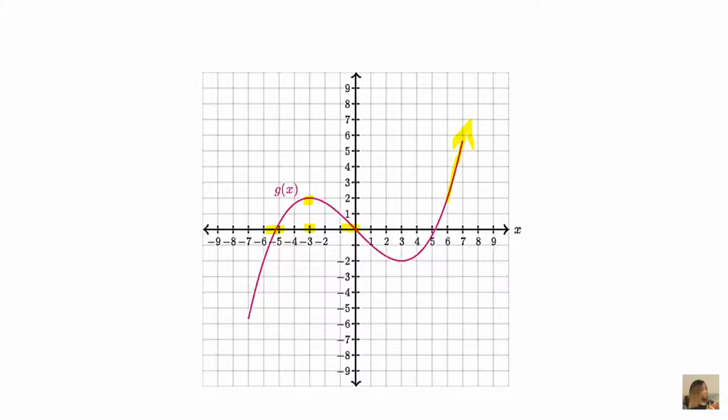That's why it's only a maximum relative to the surrounding points. All right, so we've ascertained that there's a relative maximum at x equals -3. Let's see if this is the same for the function f.